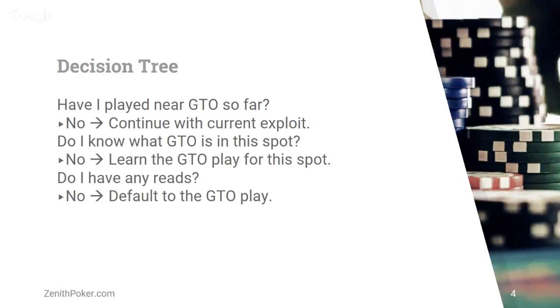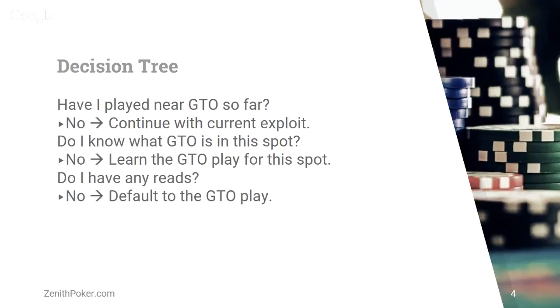Okay. So if the answer to the question is yes, then we move to the next question. Do I have any reads on my opponent? Do I have any information about my opponent that is going to allow me to change my strategy in a way that increases my EV? Even if the read is very small. And if the answer to that is no, then I just have to default to GTO, because anything which I do will make me exploitable. Anything which I do may actually reduce my EV against this opponent. So I'm just going to take the safest line possible and just play GTO.